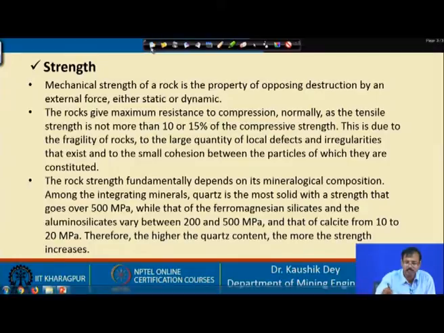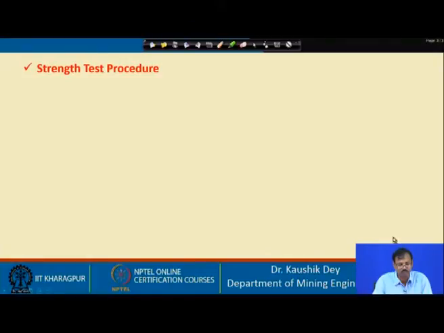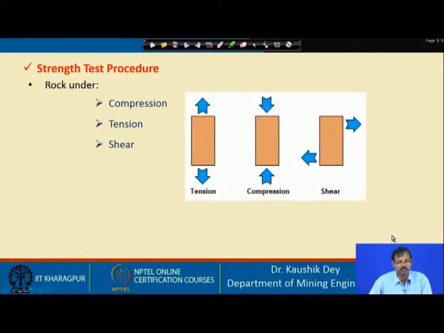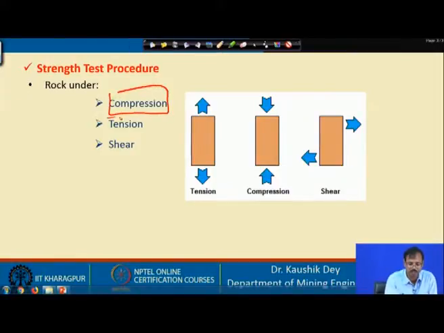So, in this way rock strength depends on the rock formation, on the mineralogical characters, and on the integrated geological disturbances in the sample. So, it depends on a number of factors, but let us see what the different strength tests are that we carry out in general in our lab. We classify our strength under compressive, under tension and under shear.